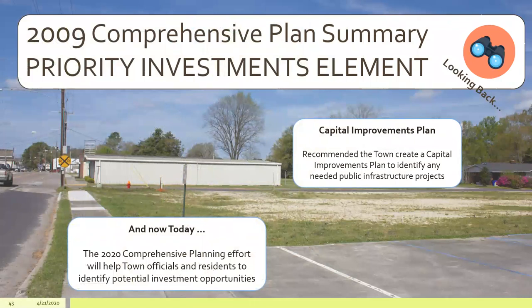The priority investments element is really something that will evolve over time in this project. Just worth noting that in 2009, there was discussion of the need for a capital improvements plan. That the 2009 comprehensive plan just recommended that the town create one to identify any needed public infrastructure projects. And for today, the 2020 comprehensive planning effort will continue that sort of effort to go about helping town officials and residents to identify potential investment opportunities, and need for public infrastructure projects may sort of come up in our discussions for this comprehensive plan.